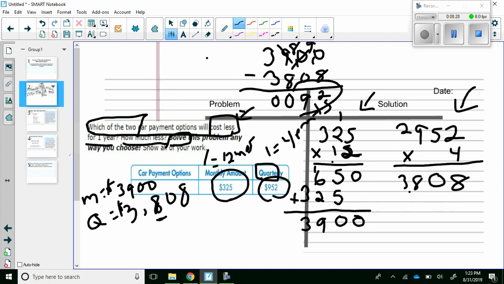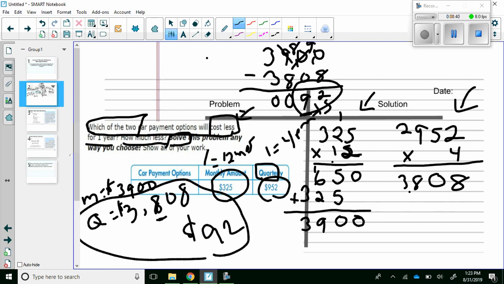So the difference in the payments is $92. So $92 is how much less it is to pay quarterly. So if I were making these payments, I would choose the quarterly option. Let's see how other students solve this problem.